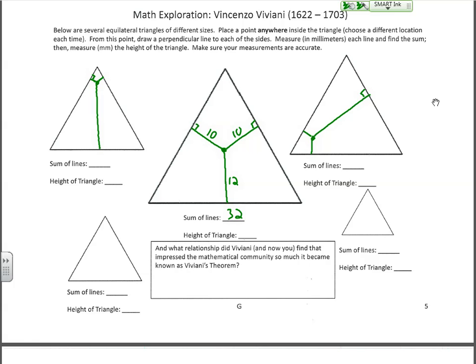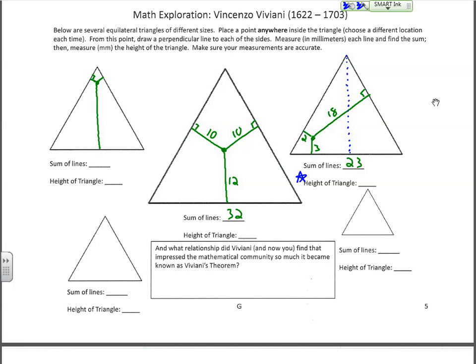Then measure again in millimeters the height of the triangle. Okay. So to show that better, let's say I did the one to the right here. So let's say this is 2 millimeters. That looks to be about 3. And we'll say this is like 18. Okay, so the sum of that is 23. The sum of our lines is 23. Then I'm going to measure the height of the triangle, so from the top down to the bottom base, and you're going to write that number here.